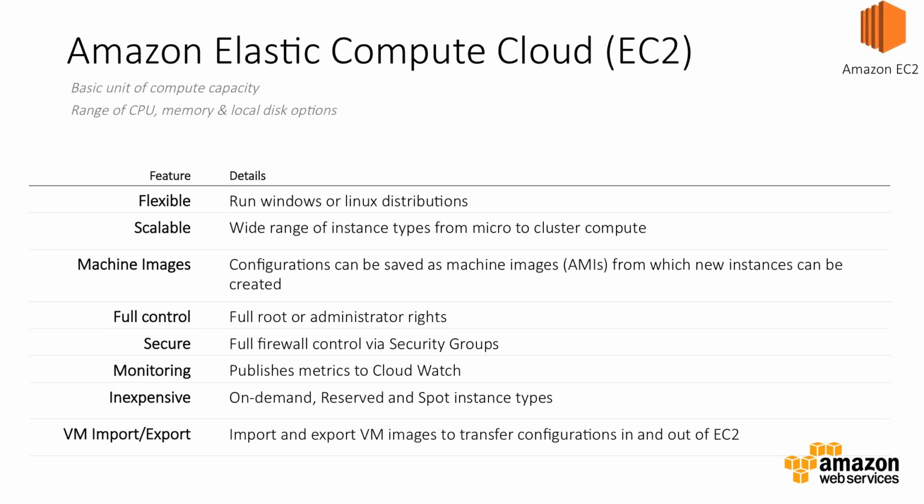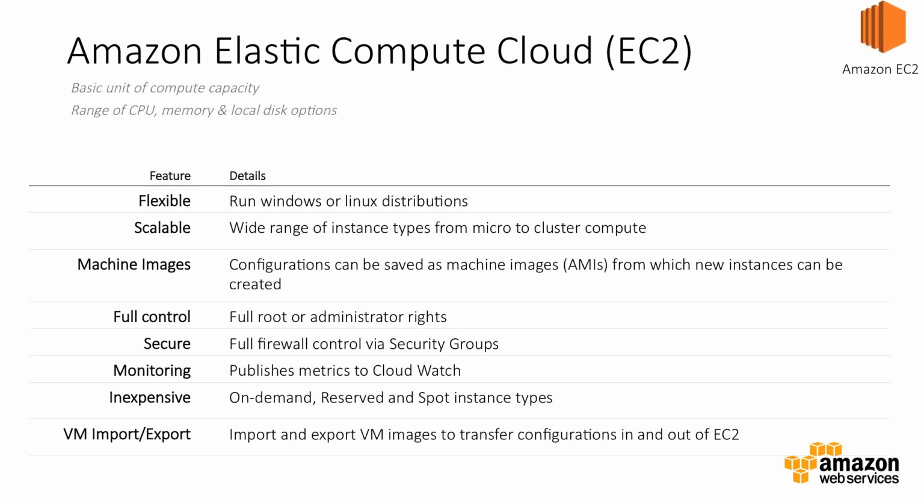To start with, Amazon EC2 is a web service that provides resizable compute capacity in the cloud. It's designed to make web-scale cloud computing easier for users and developers. EC2 gives you the ability to run both Windows or Linux distributions, including Ubuntu, CentOS, Red Hat Linux, and Windows Server 2003, all the way through to 2012 R2. You also get to choose from a wide variety of instance sizes. And instances are basically virtual servers in the cloud.